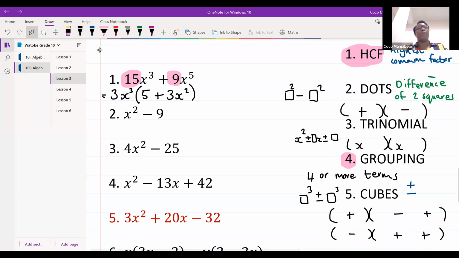Don't put your hand down. I want you here for number 4. Burlington, where are you, my dude? Let's do number 2. What is number 2? Tell me first, what kind of factorization are we doing here? Look at it. It says x squared minus 9. What are we looking at?